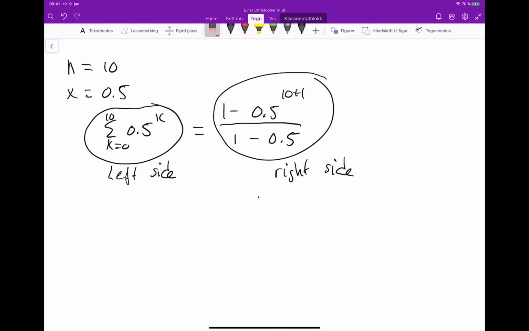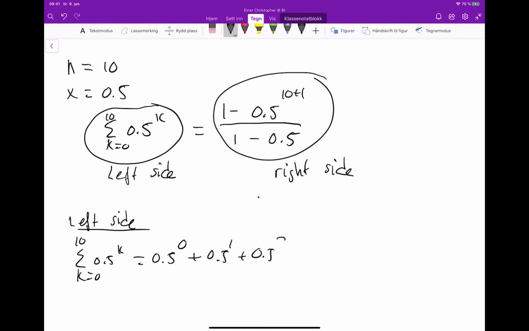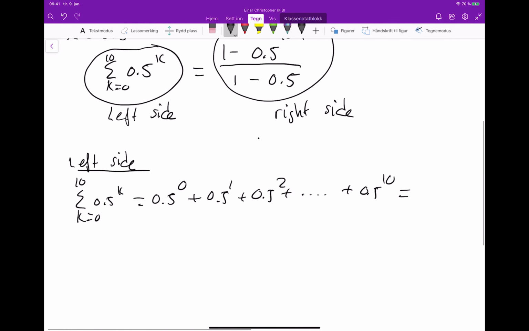So on the left side, we could write this sum out, and we then get 0.5 to the power of 0 plus 0.5 to the power of 1 plus 0.5 to the power of 2 plus ... 0.5 to the power of 10. And this gives a number. So how could we do that in Python?